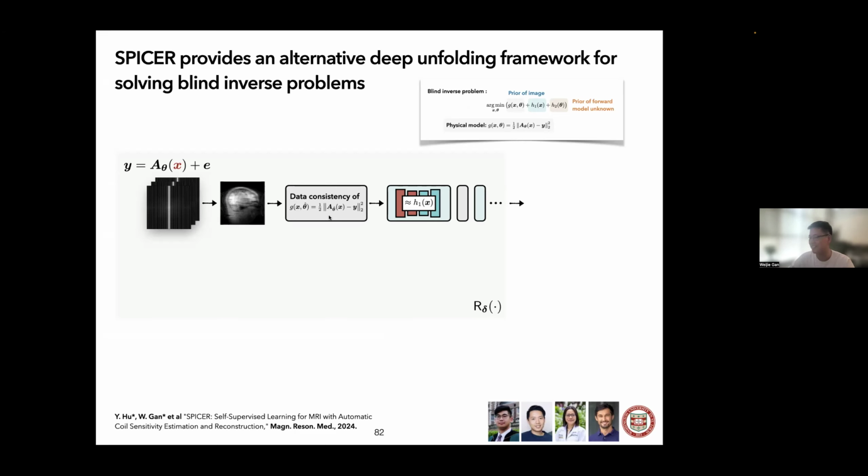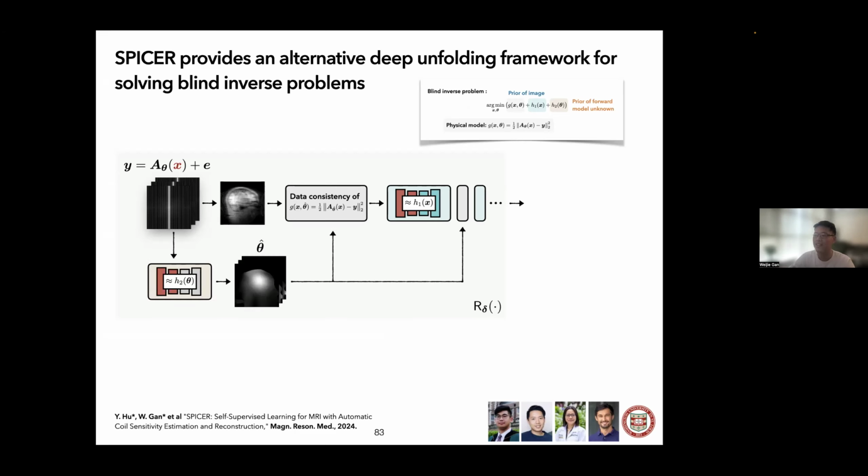So how are we going to do that? It turns out it's really easy. You just have another neural network to estimate whatever unknown is in the forward model, and then use it in the data consistency layer in the deep unfolding.